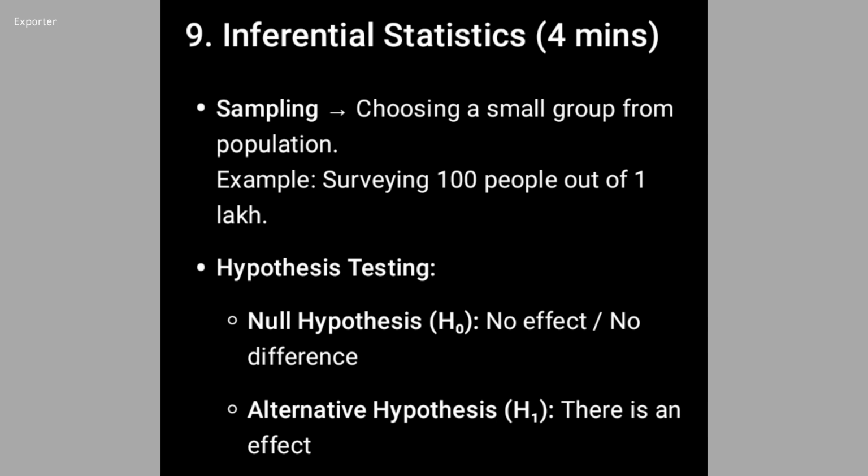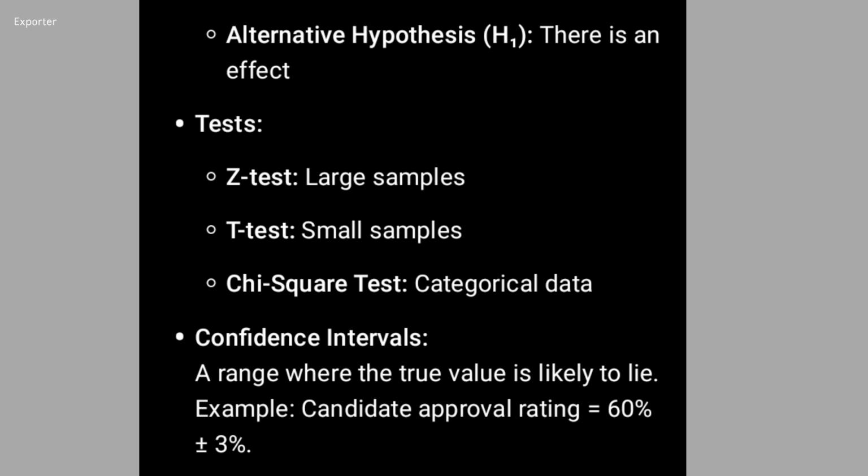9. Inferential statistics. Sampling: choosing a small group from a population. Example: surveying 100 people out of 1 lakh. Hypothesis testing. Null hypothesis H0: no effect, no difference. Alternative hypothesis H1: there is an effect. Tests: z-test for large samples, t-test for small samples, chi-square test for categorical data. Confidence intervals: a range where the true value is likely to lie. Example: candidate approval rating equals 60% plus or minus 3%.